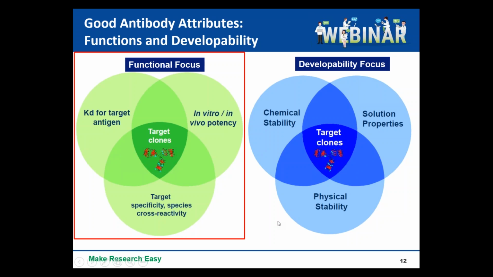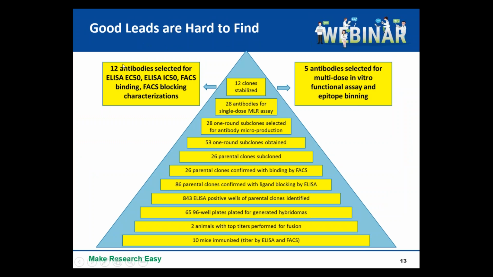Okay, so for the first part of the antibody drug discovery, hybridoma and humanization, we are focusing on the functional part of the antibody drug. Okay, and this is a real example that we did for hybridoma development for a checkpoint target.